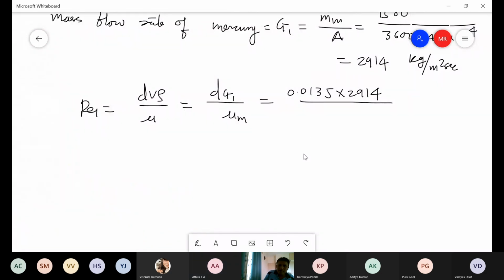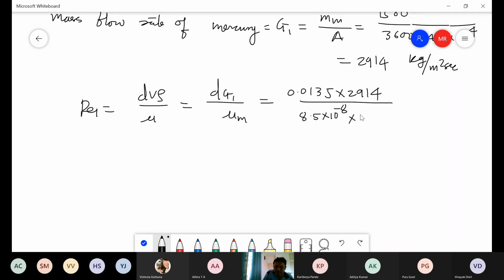So μm, in this case, is the kinematic viscosity, which is given as 8.5 into 10 raised to power minus 8, into its density. So density is 13200. So this comes out to be 350/60. So from this Reynolds number, we are now sure that the flow inside the inner pipe is in the turbulent region, because the Reynolds number is greater than 10,000, isn't it?